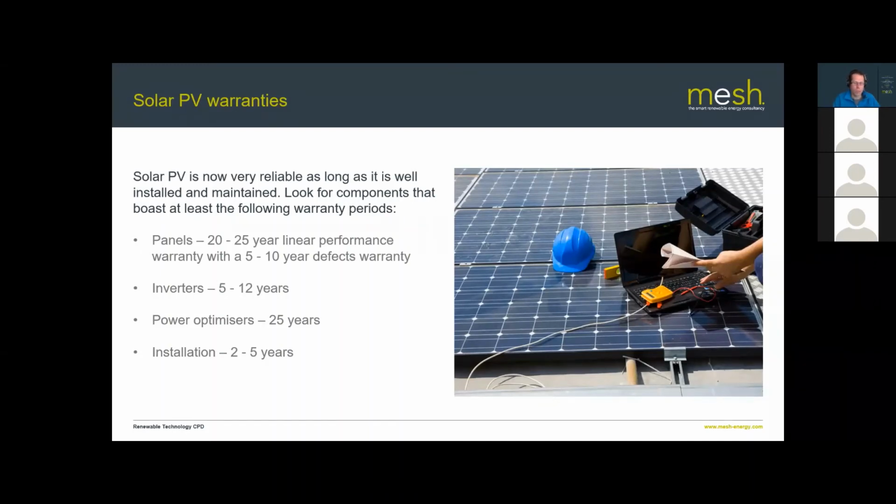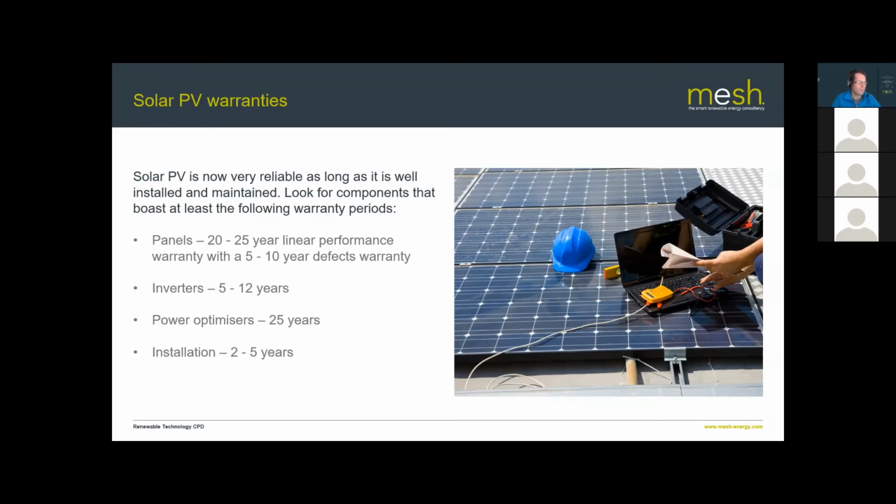So what the panel manufacturers do is they say, we'll guarantee this level of performance in year 1, and in year 25 we guarantee this level of performance, and that's done on a sliding scale, so you know what you could expect. They'll also have a defects warranty, usually between 5 and 10 years depending on the panel manufacturer, and that's basically to cover things like water ingress.